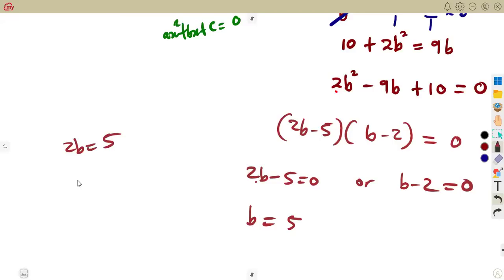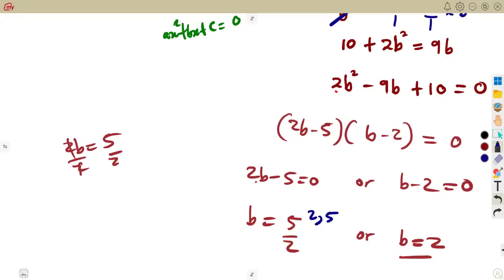2b is equal to 5. So you have to divide by 2 on both sides. So it will be 5 over 2. Or b is equal to, the negative 2 to the other side, it will be a positive 2. Just like that. So b can be 5 over 2 or 2. 5 over 2 is 2,5, guys, as a decimal.